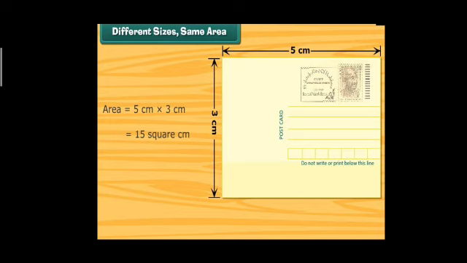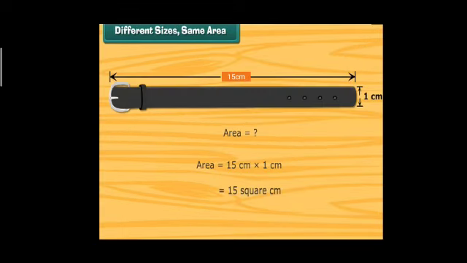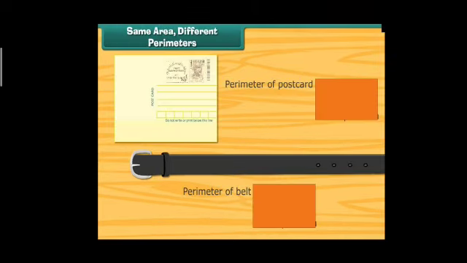Students, now we will move on to another word problem where we have different sizes but the same area. Here you can see a postcard of length 5 centimeter and breadth 3 centimeter, and its area is 15 square centimeter. There is one more figure of a belt where the length is 15 centimeter and the breadth is 1 centimeter, and the area will be 15 square centimeter. So the area of the postcard and the belt is 15 square centimeter.